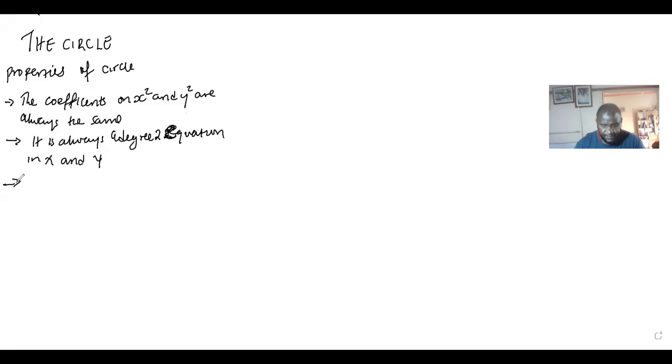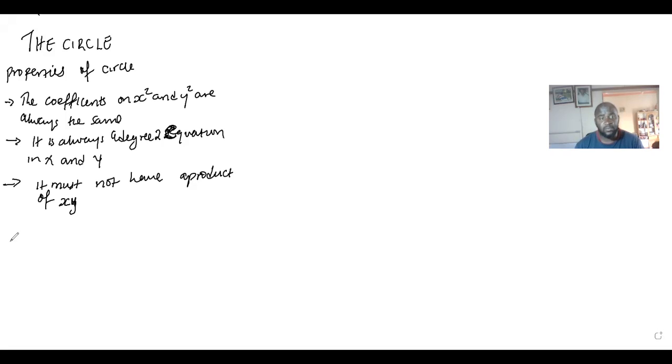Then thirdly, it must not have a product of x, y. It shouldn't have such a product. If it does, then it's not a what? It's not a circle. So those are some of the key properties we need to talk about of a circle. Others will just come in as applications.